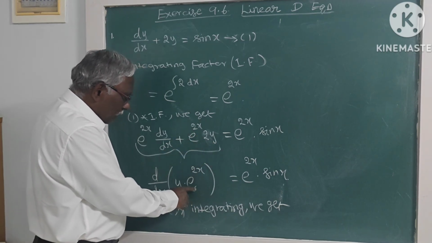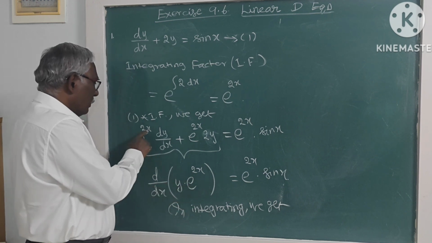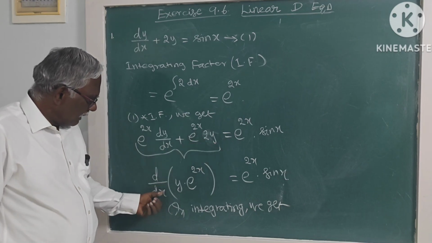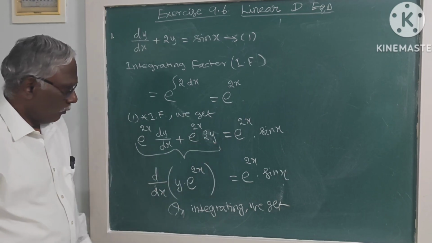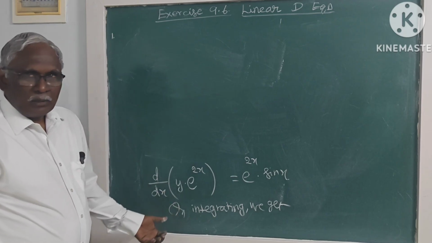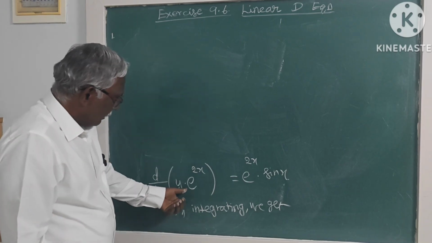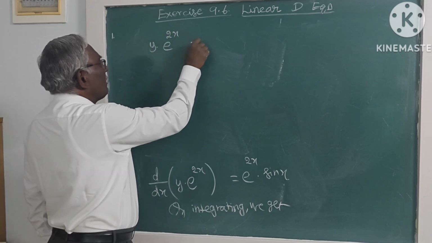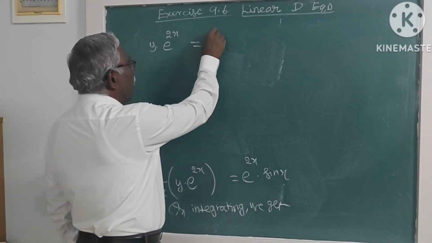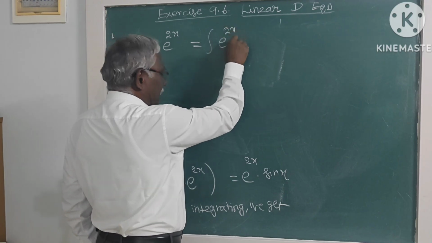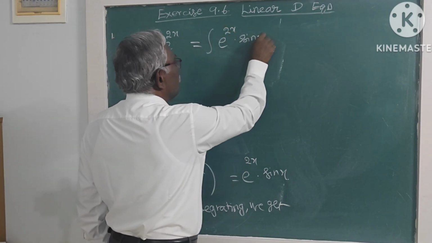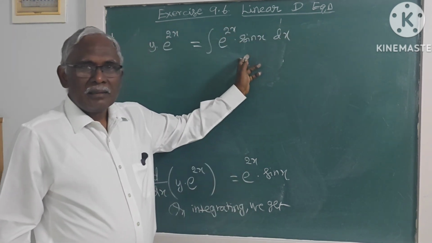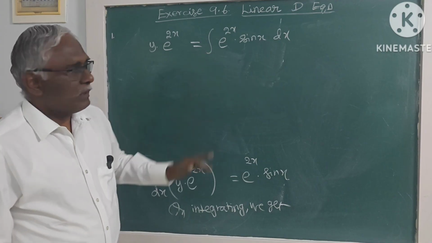Then e power 2x into dy by dx, e power 2x into dy by dx. So that means this we can write in the form of d by dx of y into integrating factor. Integration is the inverse process of differentiation. So the left hand side becomes y into e power 2x. This is equal to integral e power 2x into sin x dx. Now we have to evaluate this integral, then we can get the value for y.